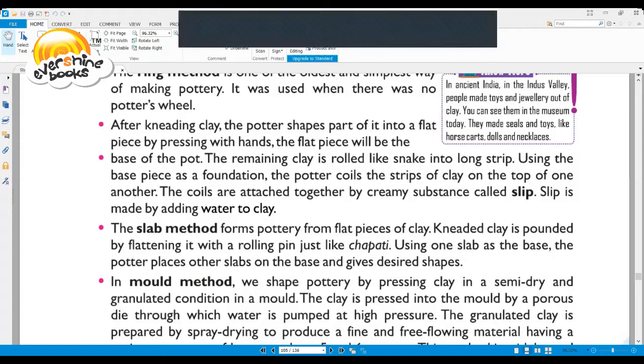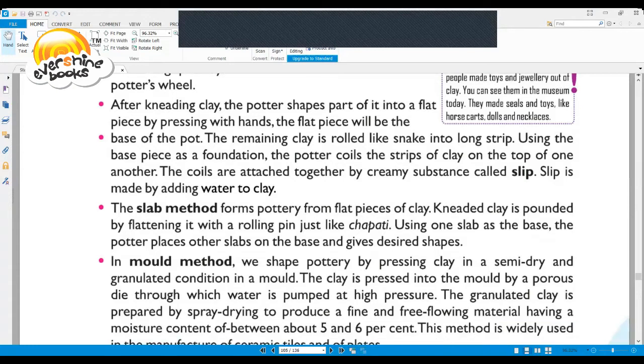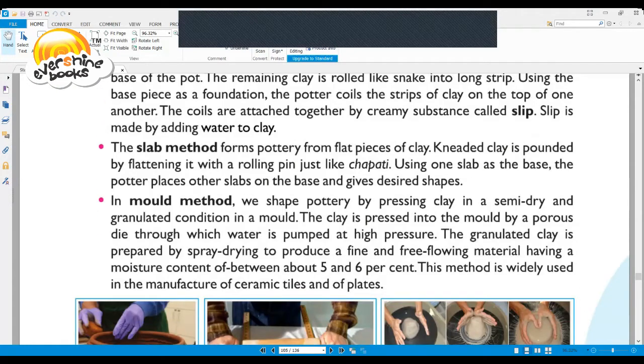The slab method forms pottery from flat pieces of clay. Kneaded clay is pounded and made flat with a rolling pin, just like your mother makes chapati. Using one slab as the base, the potter places other slabs on the base, one on top of the other, and gives it the desired shape.